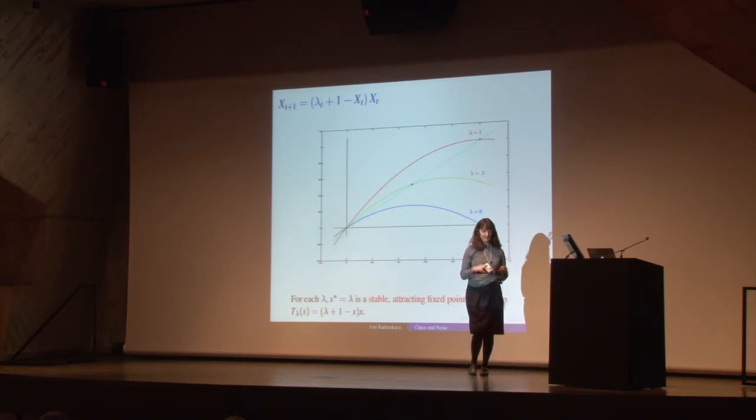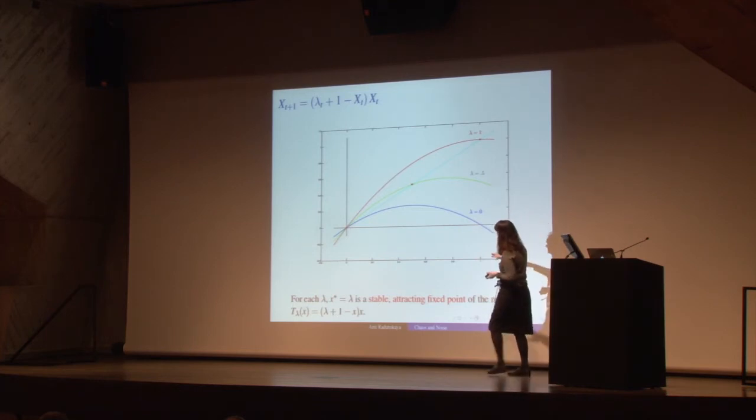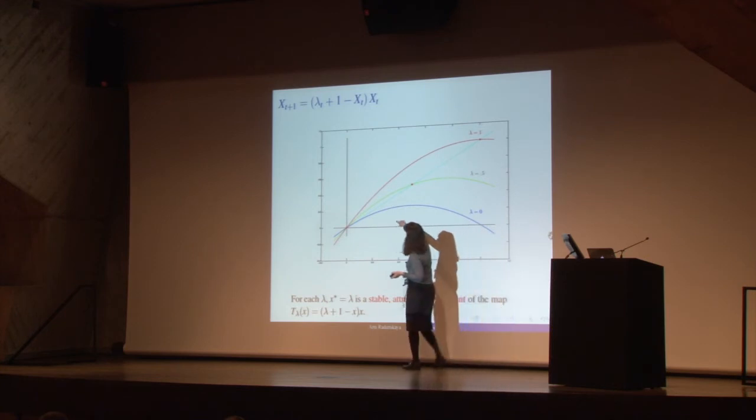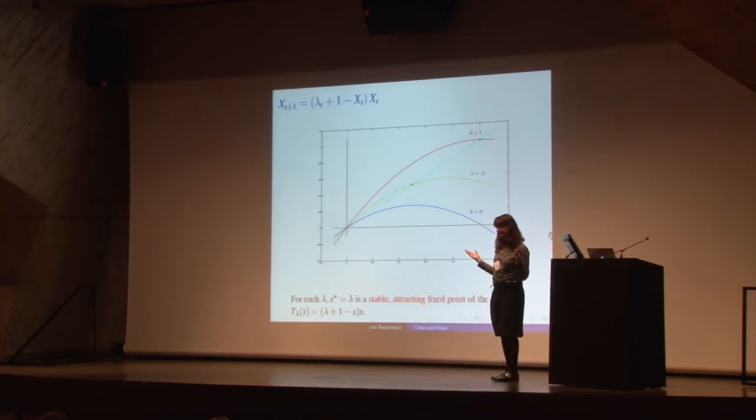lambda, the value lambda, that's kind of why we picked this, makes it nice, is stable, which means that no matter where we start, unless we start exactly at 0, the iterates will converge to that stable fixed point. And now, what were we going to do?